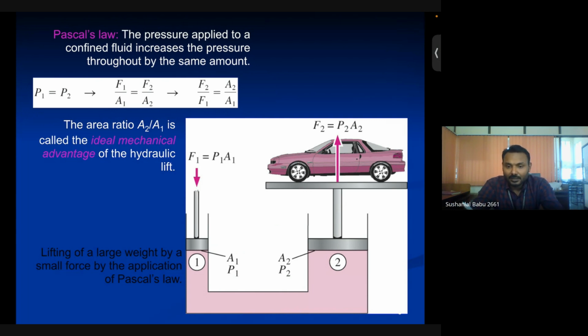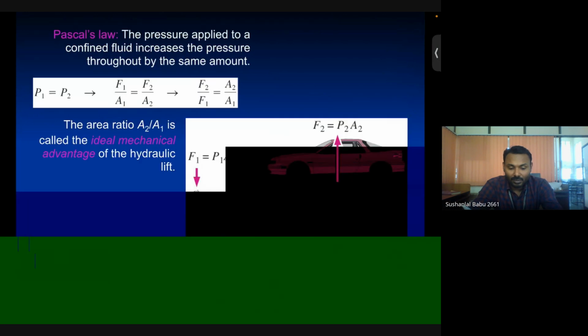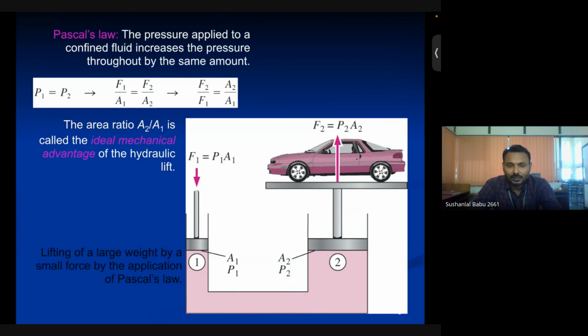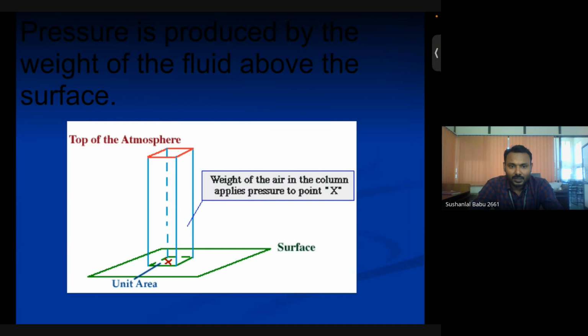Using that same pressure and varying the area, we can vary the force. For a smaller area, we need to apply a larger force to keep the pressure the same. For a larger area, we need to apply a very small force to keep the pressure the same. So we are using that particular system for lifting a car. This is the technique we use to lift cars in a workshop using Pascal's law. Okay, fine. Now we will go to the hydrostatic law.